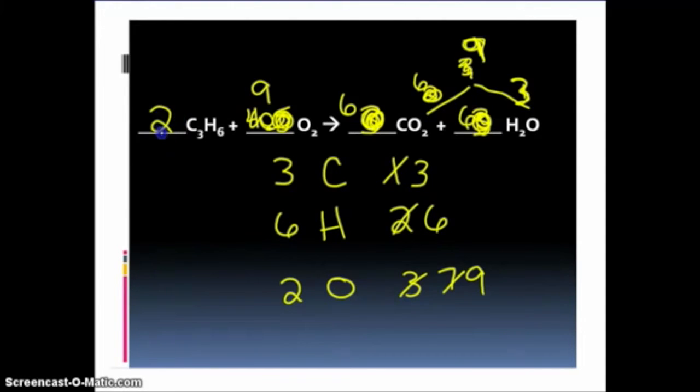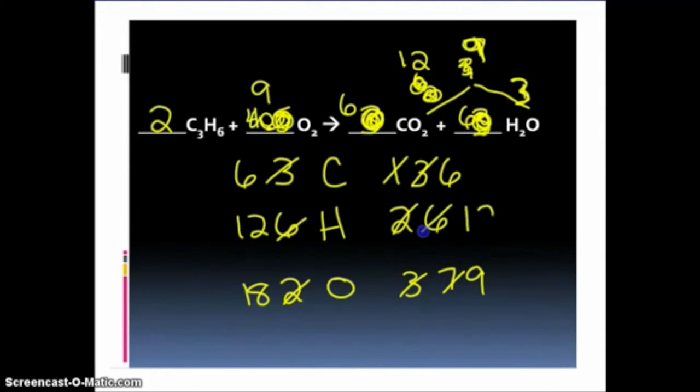All right, here we got carbon. 2 times 3 is 6. Hydrogen, 2 times 6 is 12. Oxygen, 9 times 2 is 18. Okay, this side we got 6 carbons. Then we got 6 times 2, 12. All right, then we got 6 times 2, 12 hydrogens.